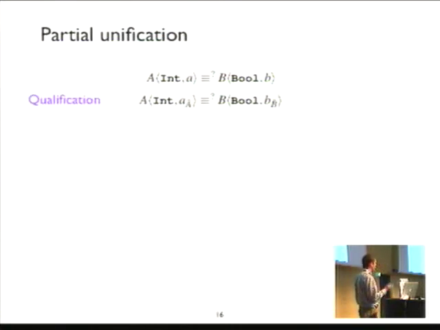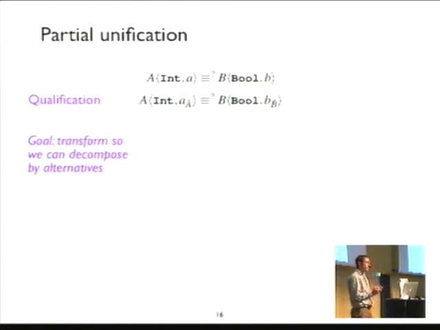So the first thing we're going to do is qualification, just like we did before. So we qualify our A type variable and our B type variable. Now our goal is to somehow decompose this by alternatives. That's what we want to do to try and make these problems smaller. But we can't here because these choice types are in different dimensions, so they're not going to be synchronized.